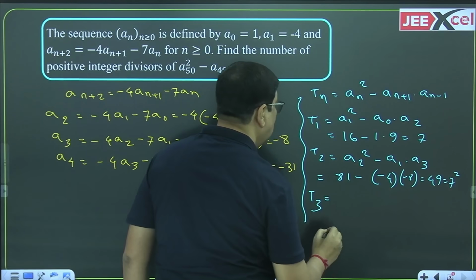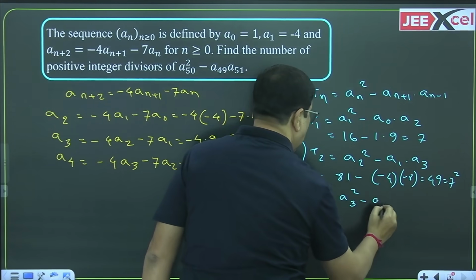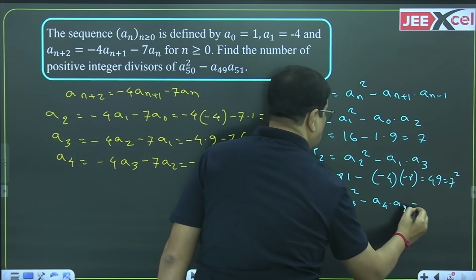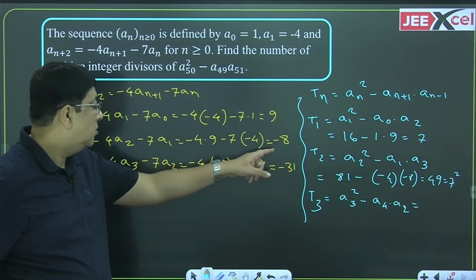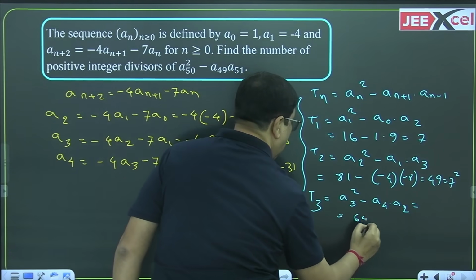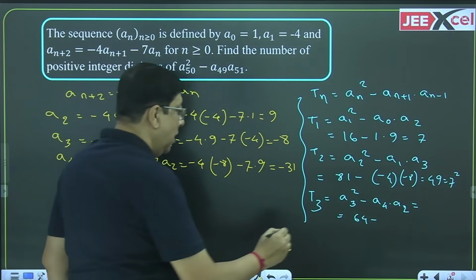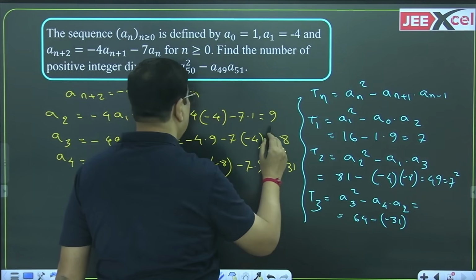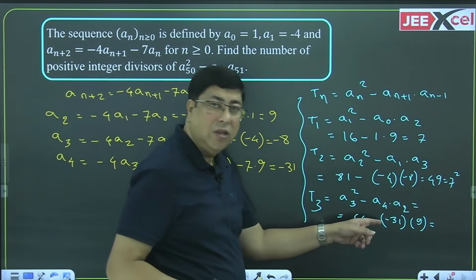So T3 is what? a3 square minus a4 into a2. a3 square is 8 square, that is 64, minus a4, which is minus 31, into a2, which is 9. That is coming to be 343.